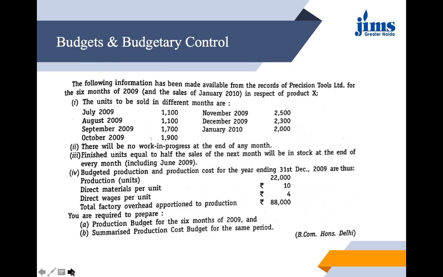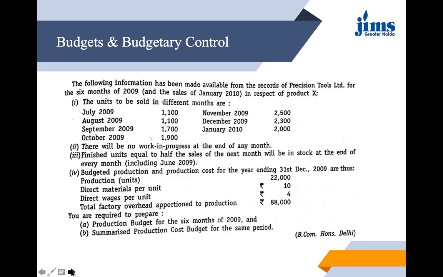You can see that the information is available from the records of Precision Tools Limited for 6 months of 2009, and the sales of January 2010 are also given to us in respect of product X. Let us have a look. The number of units sold in different months are given to us. Then they are saying that there will be no work in progress at the end of any month. So finished units equal to half the sales of next month will be in stock at the end of every month, including June. This is the information that we will be using.